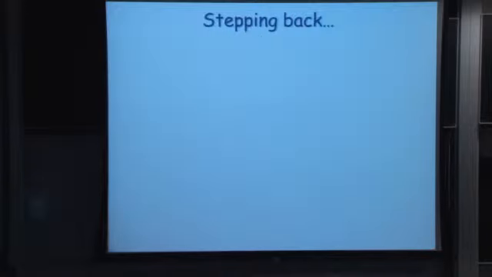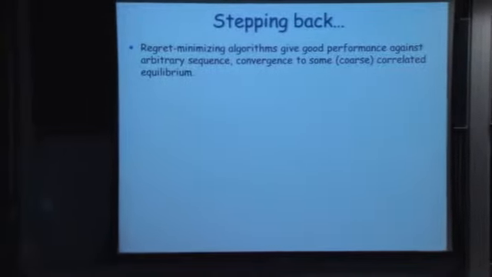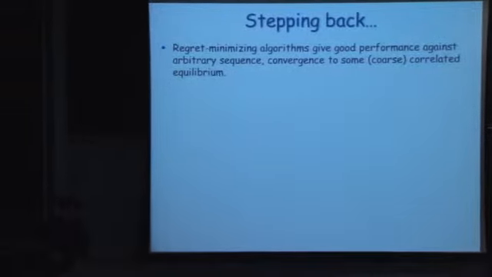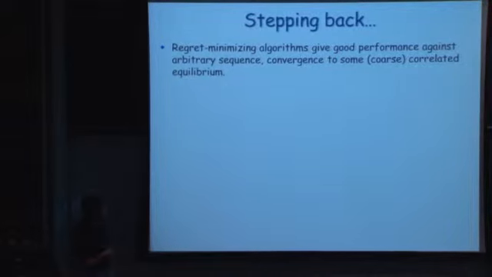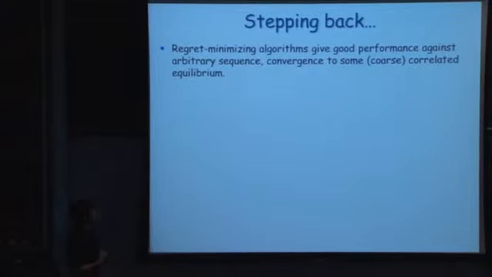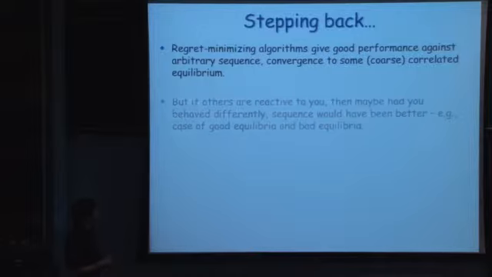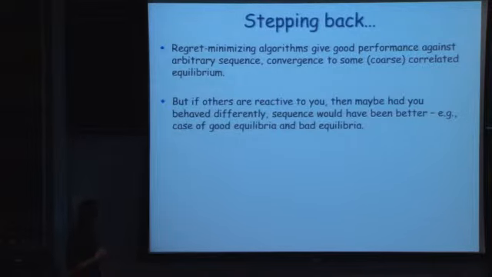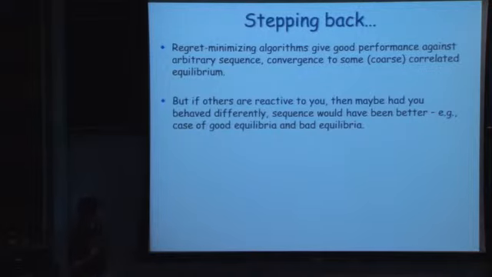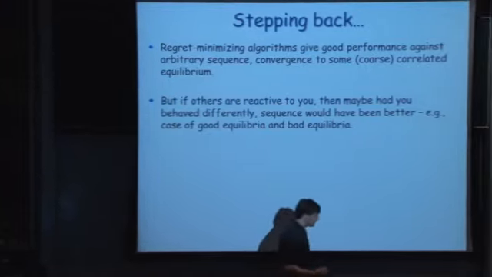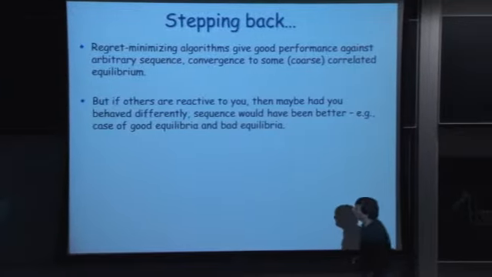Okay, so let me just end by saying, regret minimizing algorithms give good performance against arbitrary sequences, and you can also talk about converging to the set of correlated or coarse correlated equilibria. On the other hand, there is an issue that I think is worth keeping in mind: if you're in a game where others are reactive to you, then maybe had you behaved differently, the sequence would have been better. The case of good equilibrium and bad equilibrium is a little bit like that. Had I been nicer, they would have been nicer back, that kind of thing. That's not captured in this notion.